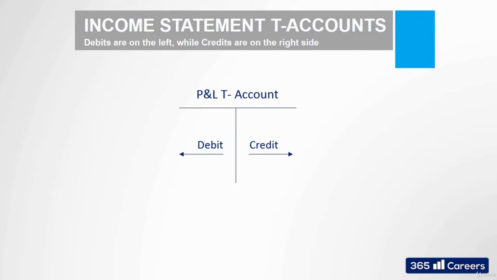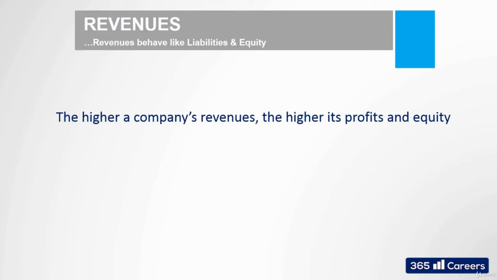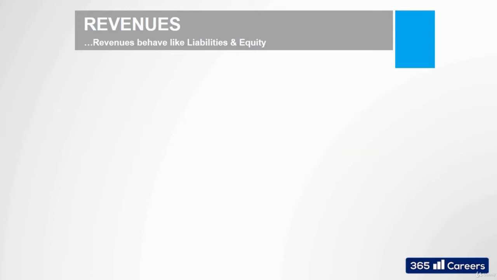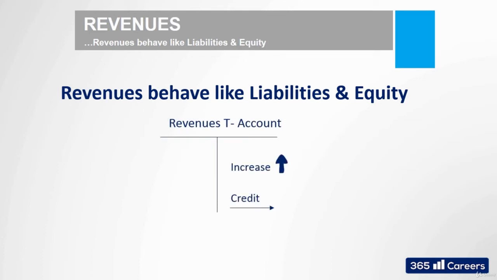Revenues are the first item that we will consider. They are the main factor that influences a firm's net result. If revenues are higher than costs, then the firm will produce a profit. Given that we saw that profits increase a firm's equity, we can think of revenues as an item that ultimately increases equity. Therefore, it will behave like equity. We will credit it when it increases, and we will debit it when it decreases.